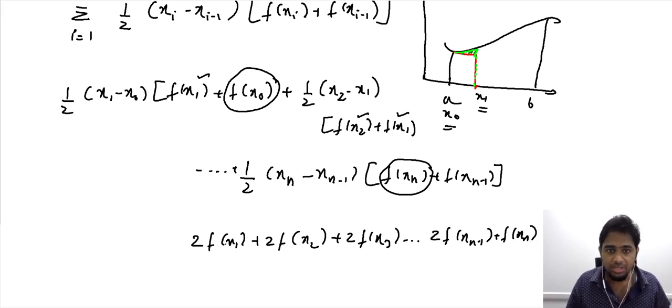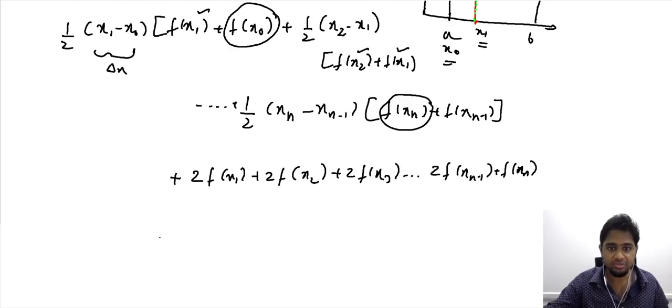In addition to this, we have the differences between the points that we are considering, that is x1 minus x0, x2 minus x1, up to xn minus xn minus 1. If we assume that these points are equally spaced, then we can take this out and replace it by delta x. And even though all the points that lie between a and b have gathered a coefficient of 2, the initial and the final points have not gathered any coefficients, so they will be of this form, f of x0 and f of xn.